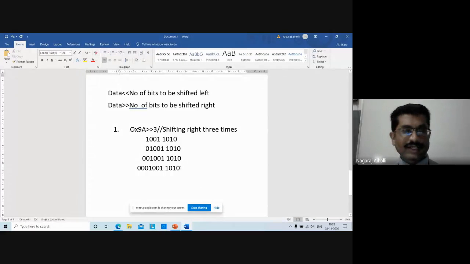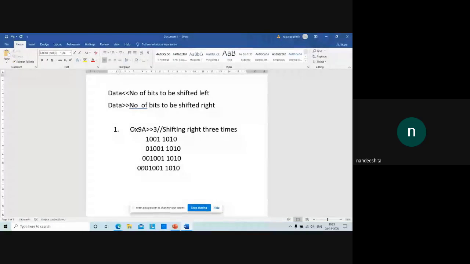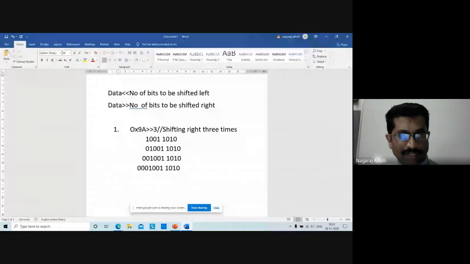Shift means zeros are inserted from the left side towards the right side. That is called shifting here in microcontroller, and in C language also.